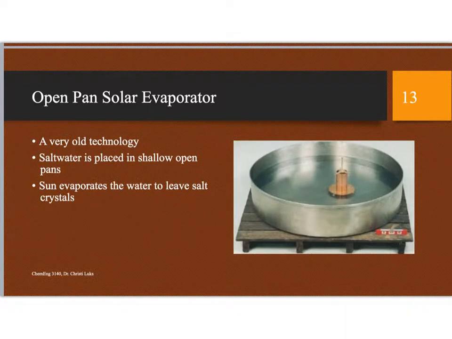Open pan solar evaporators are both old technology and new technology. Solar is in these days. Typically what you use these for is like you're going to place salt water in a shallow open pan and then just wait for the sun to evaporate all the water and leave behind salt crystals so that you will have salt for your food.